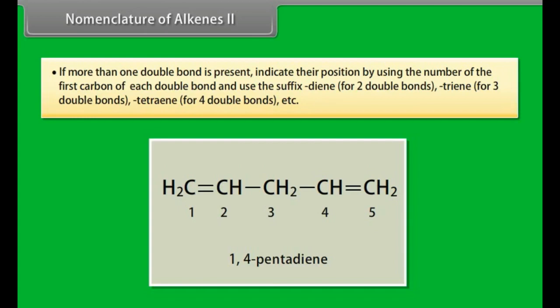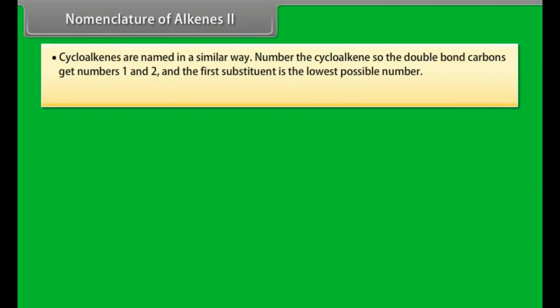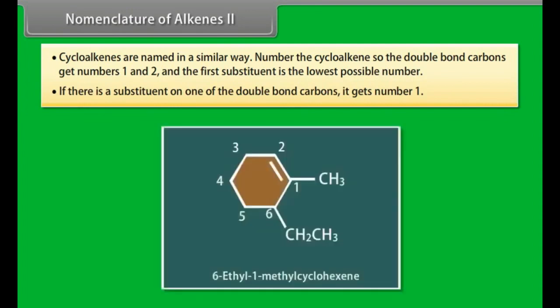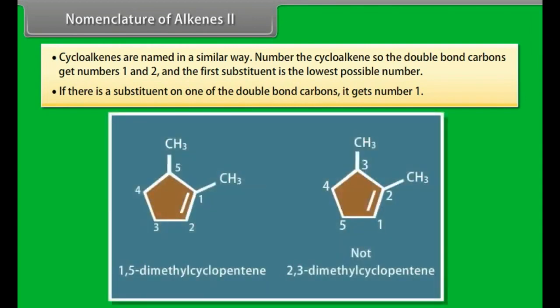For example, 1,4-pentadiene. Step 9. Cycloalkenes are named in a similar way. Number the cycloalkene so the double bond carbons get numbers 1 and 2, and the first substituent gets the lowest possible number. If there is a substituent on one of the double bond carbons, it gets number 1. 6-ethyl-1-methyl cyclohexene. Look at this compound. It is named as 1,5-dimethyl cyclopentene and not 2,3-dimethyl cyclopentene.